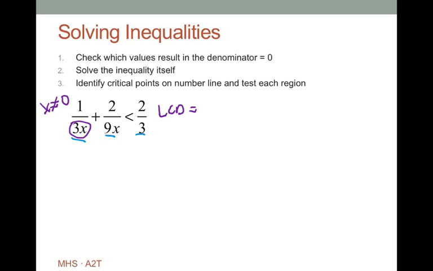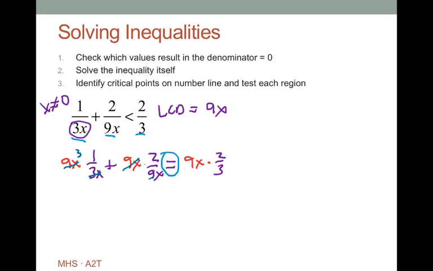Now let's go ahead and multiply by our least common denominator. In this case, it's going to be 9x. We multiply every single term by 9x. We'll cancel where we can and then simplify. So we get 9x times 1 over 3x, 9x times 2 over 9x. And we set them equal to each other.